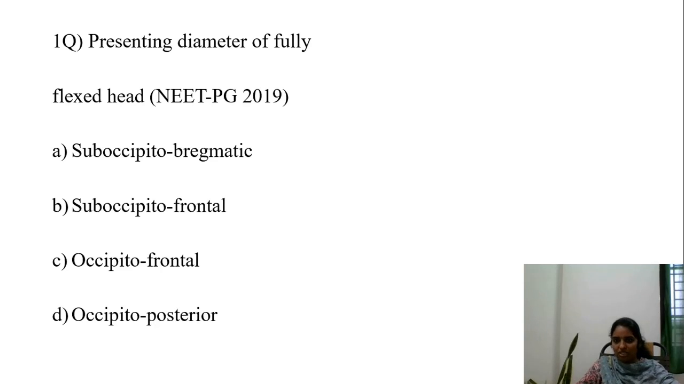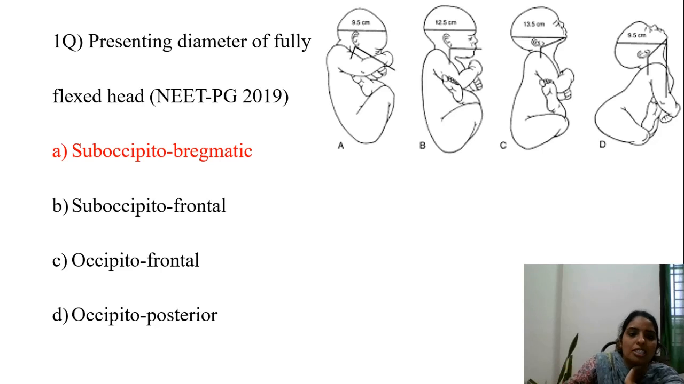Now, the presenting diameter of a fully flexed head means? The options are suboccipitobregmatic, suboccipitofrontal, occipitofrontal, occipitoposterior. The answer is suboccipitobregmatic, because the suboccipitobregmatic diameter is about 9.5 centimeters. Suboccipitofrontal is about 10 centimeters. Occipitofrontal is 11.5 centimeters. And occipitoposterior is not a presenting diameter.